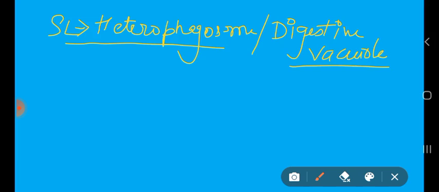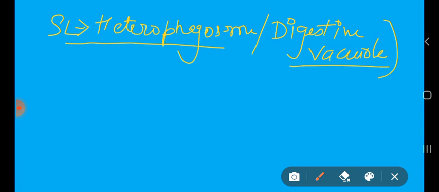Okay, so that's the transmembrane proteins that I have said. After digestion of the materials, the products of the digestion will be transported out from the lysosome with the help of transmembrane proteins found within the secondary lysosome. Okay, so this was about the secondary lysosome.